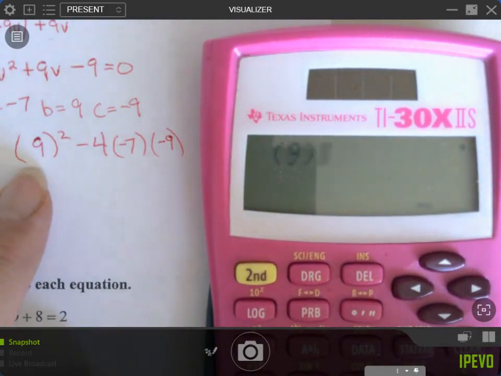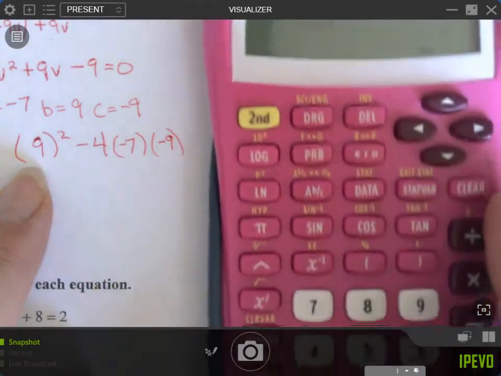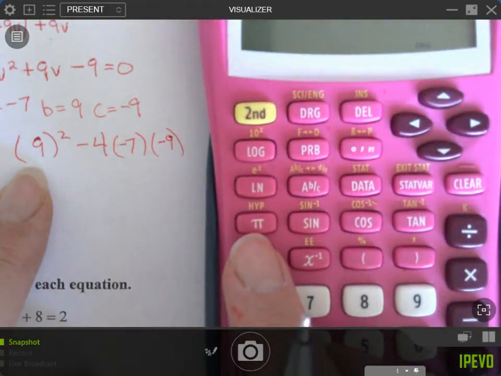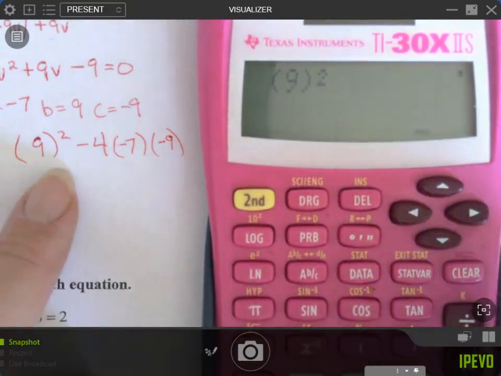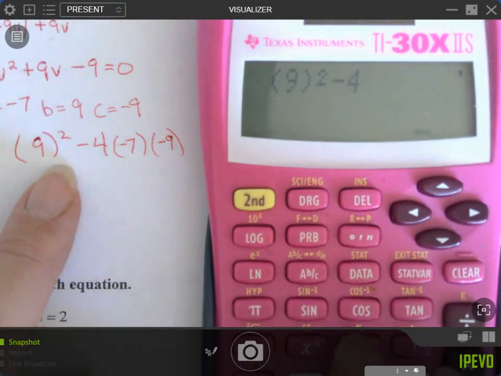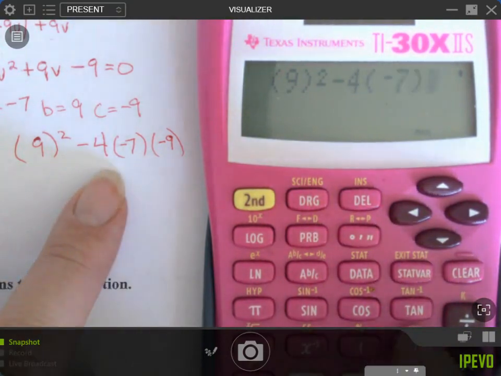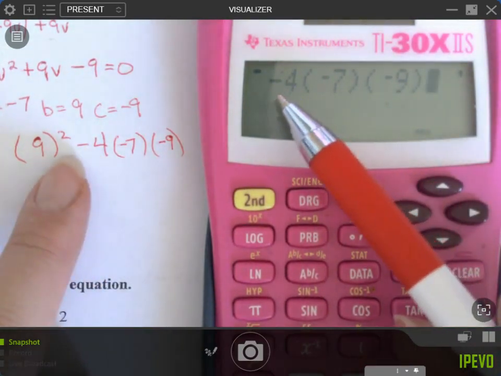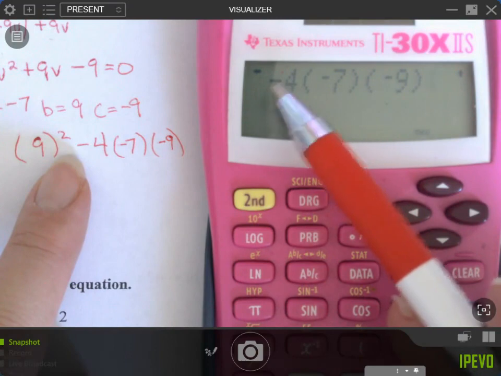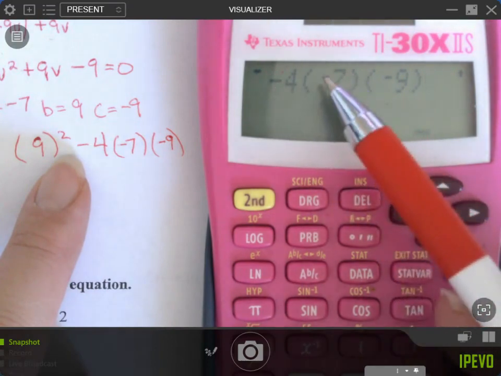So 9 close parentheses. I'm going to suggest a lot of you are using your caret and then the power 2. You have a little x squared. It's going to save you a key. Exactly. All right, -4, and you can either do times or parentheses, -7, -9. Let me also remind you of this. When you're looking in your calculator, the minus sign is a little bit longer and it's down lower, and the negative sign is a little bit shorter and it's up higher.